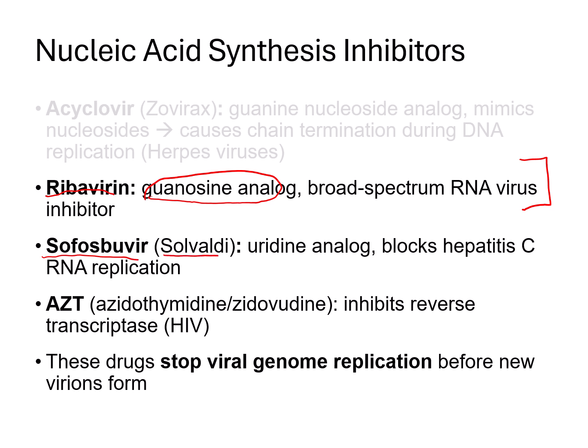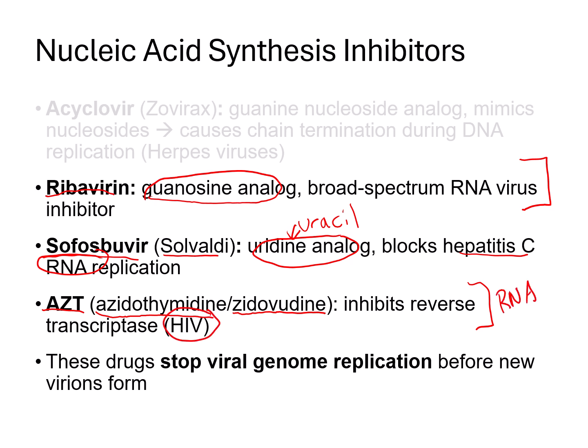Sofosbuvir, also known as Sovaldi, is a uridine analog. Remember, normally we have uracil in RNA, so uridine is the nucleoside, and this one blocks the RNA virus, hepatitis C. AZT, which stands for azidothymidine, inhibits reverse transcriptase in HIV and prevents the virus from turning its RNA into DNA. So that action is prevented. All of these drugs will stop viral genome replication before they can make new virions.